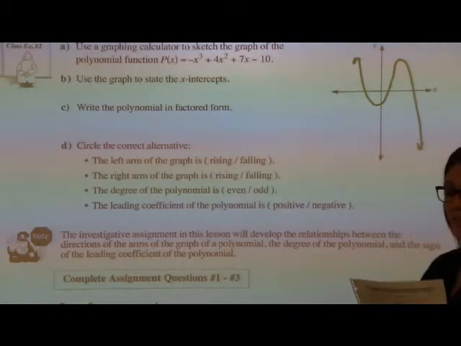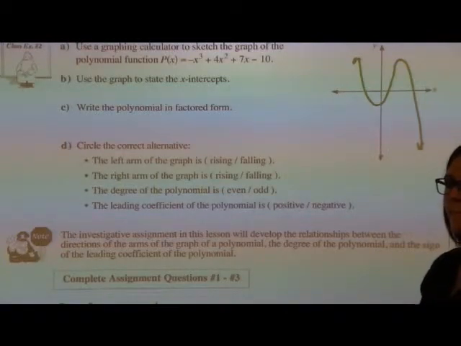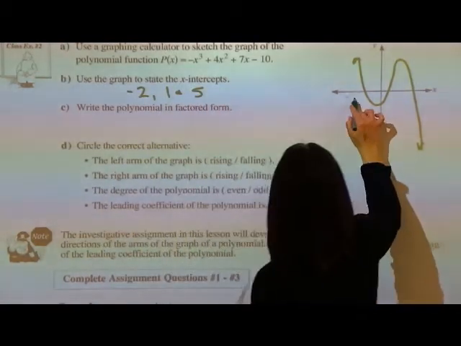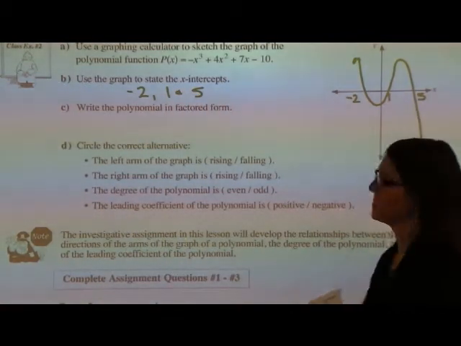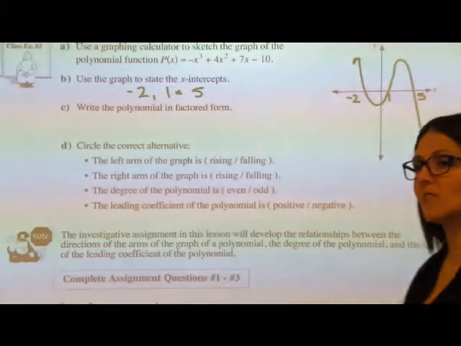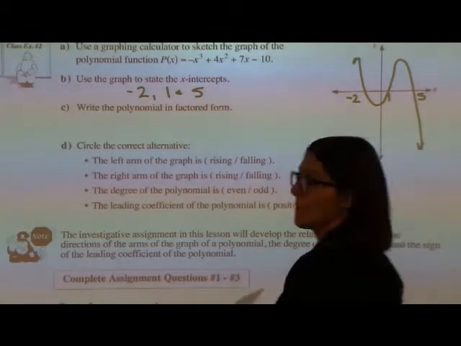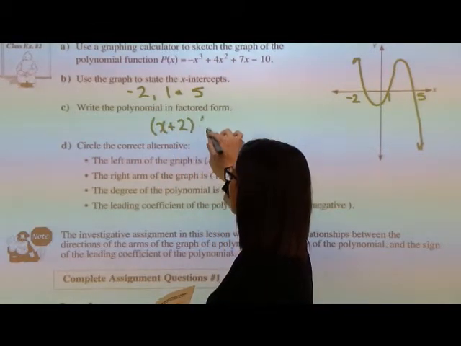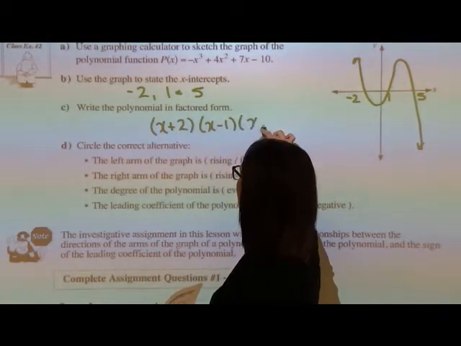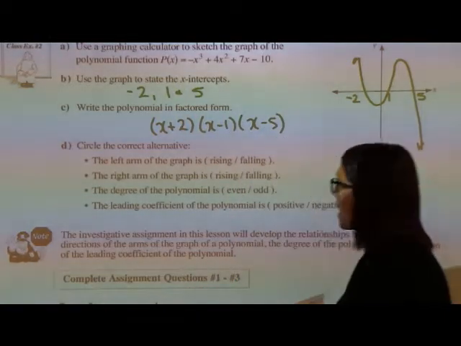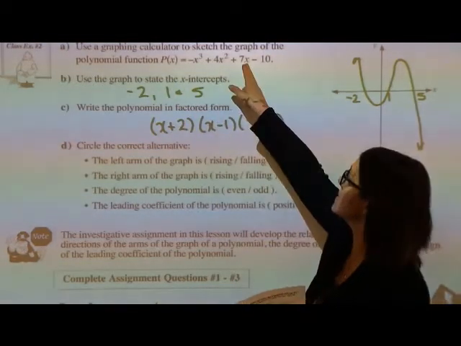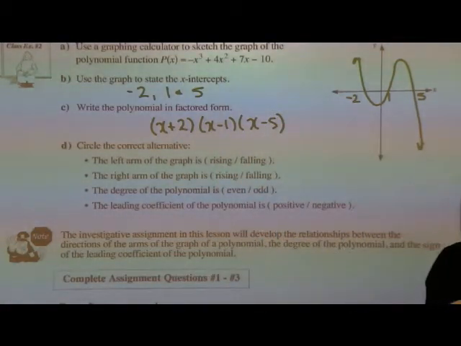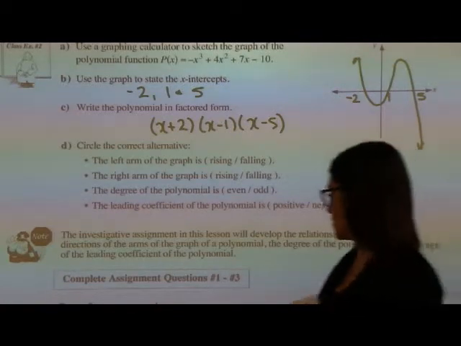What are the x-intercepts? -2, 1, and 5. So -2, 1, and 5. So if I was to put these as factors, what would my factors be? X + 2, x - 1, and x - 5. Okay. If I put these in, so you already have this in for y1. If I put this in for y2, do I get the same graph? Do that for me.